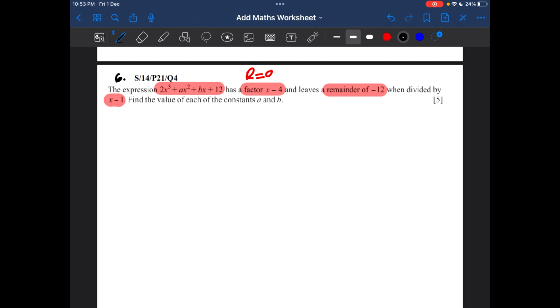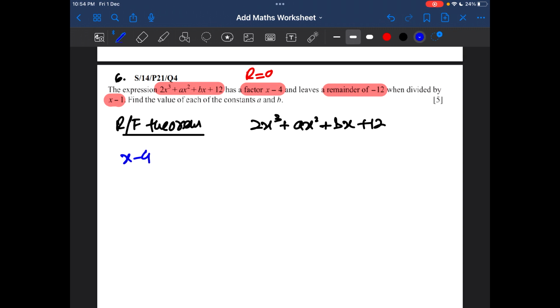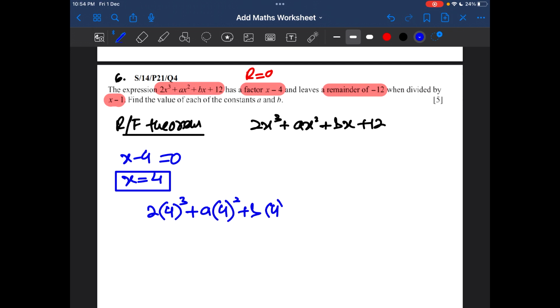So this question is from the remainder factor theorem. What we are going to do, we have this equation 2x cubed plus ax squared plus bx plus 12. Since x minus 4 is a factor, we are going to put it equal to 0. And using the remainder factor theorem, we find the value x equal to 4 and put it in the equation. The very first time we put this x value in the expression, we are going to write this equation equal to the remainder.